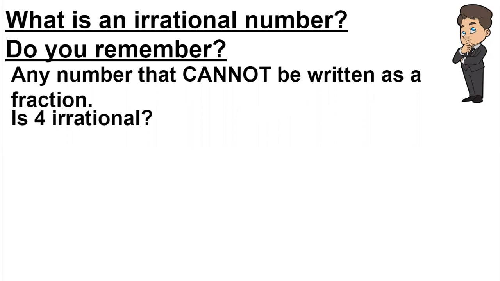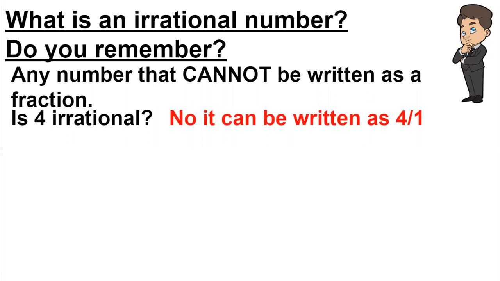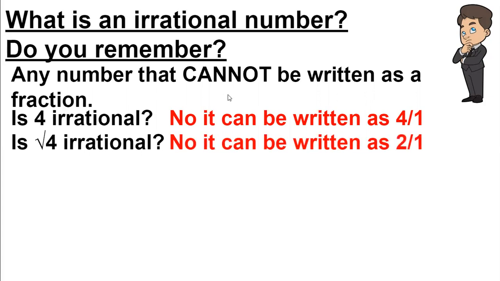Is 4 irrational? No, because it can be written as a fraction, 4 over 1, right? So it is a rational number. Is square root of 4 irrational? What do you think? No, because it can be written as 2 over 1, because the square root of 4 is 2, and you can put it over 1.